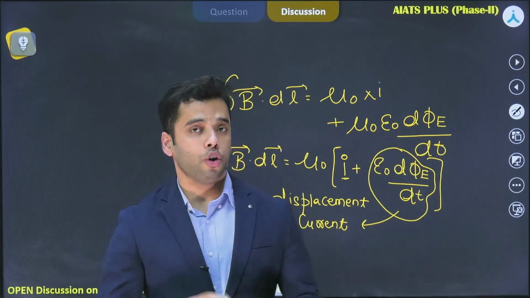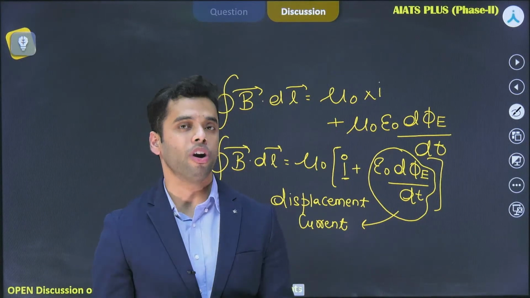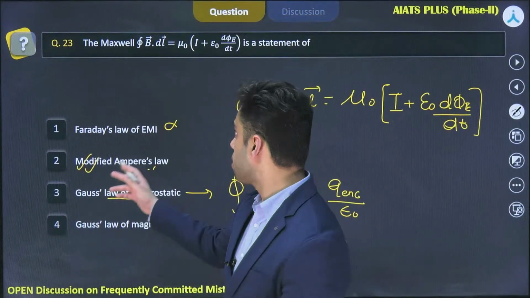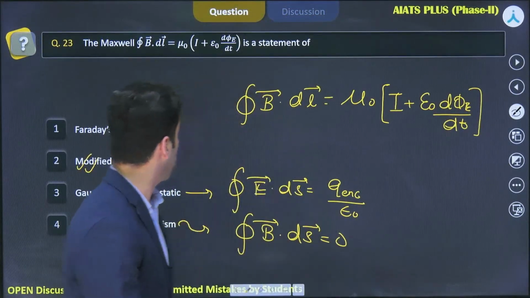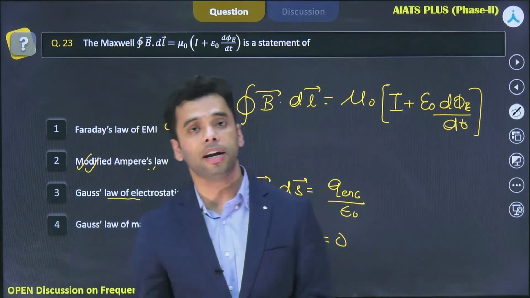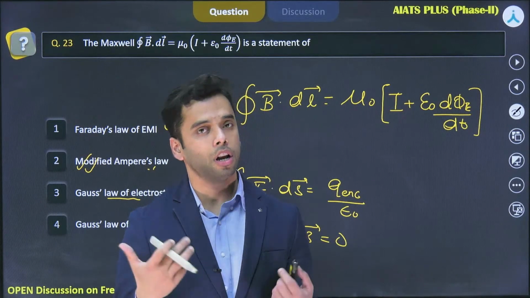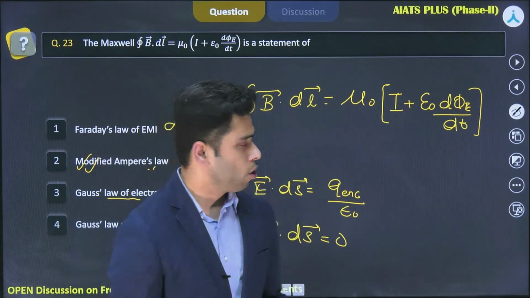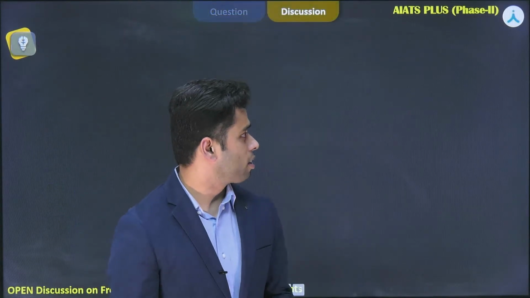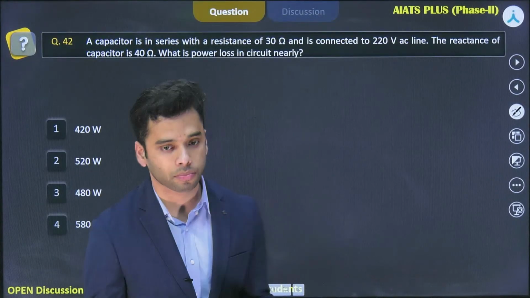So dear students, I hope you understood how we got to the modified Ampere-Circuital law. So this very standard expression, closed line integral of B dot dl, is equal to mu naught times I plus epsilon naught d phi e by dt. It is a standard expression for the modified Ampere-Circuital law, right? So dear students, I hope this point was clear to you. And if this point is clear to you, let's move forward to our next problem. There you go.